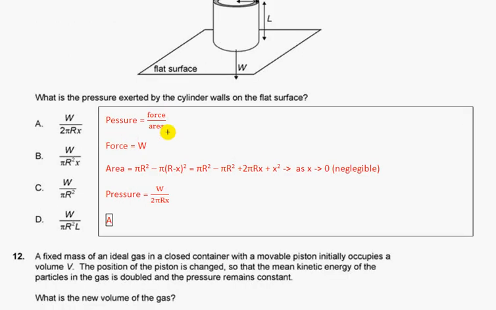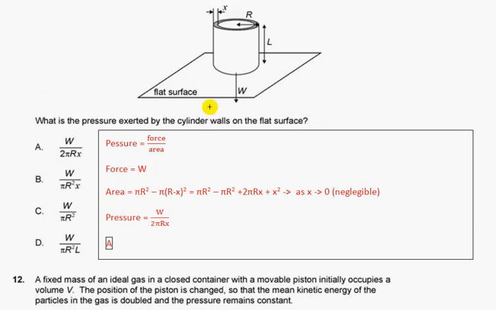So pressure equals force over area. Here the force is the weight. The area of contact is the area of the big radius circle minus the area of the small radius circle. So pi R squared simplified, 2 pi R x has some value, but x squared is much less, so it is neglected. We substitute these values and we get answer A.